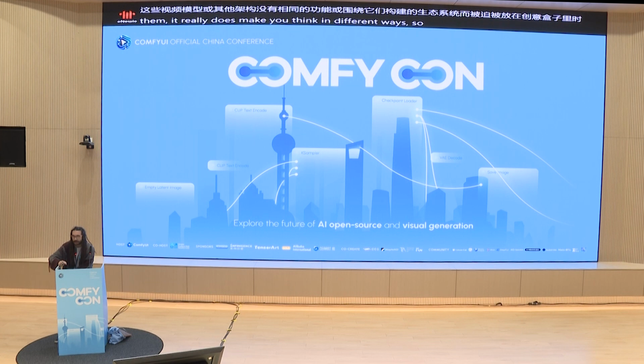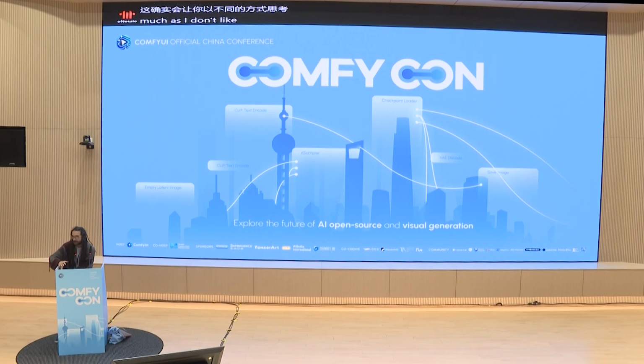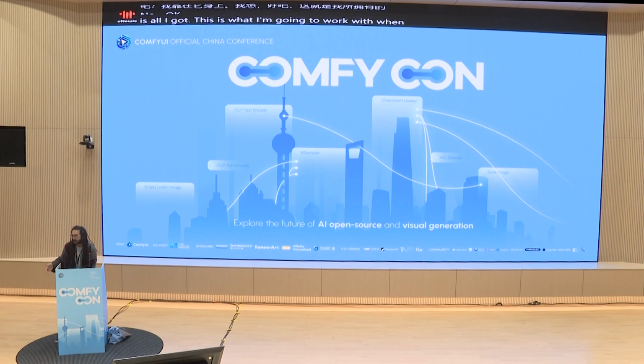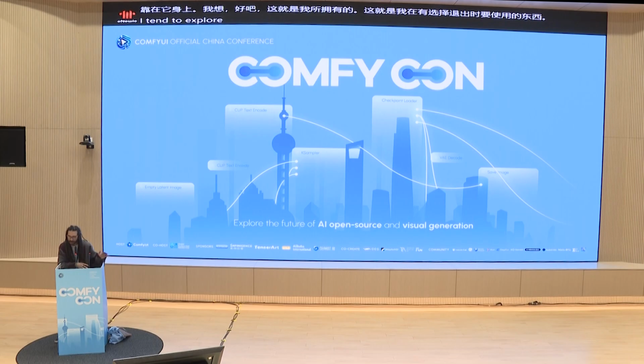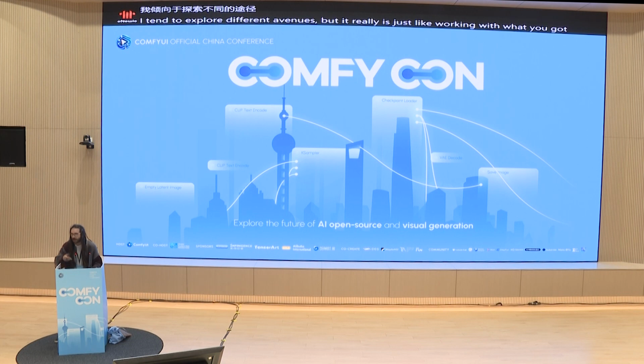So I just try to be flexible, as much as I don't like to prompt. When there's no control nets, there's no image referencing, there's very little ecosystem built around it, I dive more into the prompting, right? I lean into it. I'm like, okay, well, this is all I got. This is what I'm going to work with. When I do have the option to pull away, I tend to explore different avenues. But it really is just like working with what you got, and then also taking it upon yourself and coding if you need to get that extra leverage if you can.